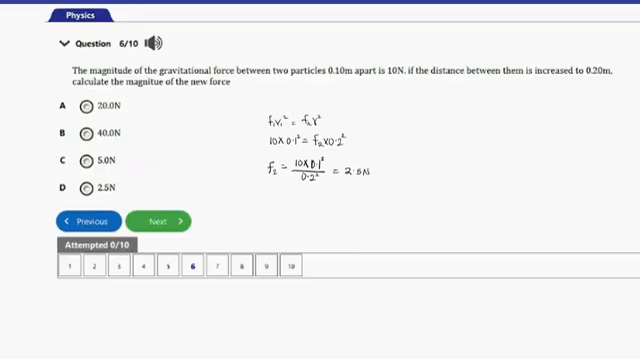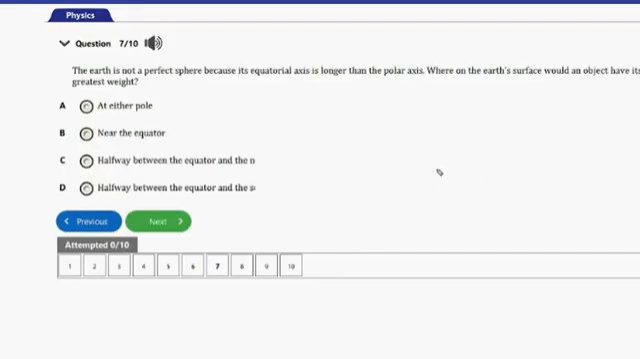So let's go ahead and consider the next question, guys. So guys, the next question here is question number 7. It says, the Earth is not a perfect sphere because its equatorial axis is longer than the polar axis. Where on the Earth's surface would an object have its greatest weight? So we have A, at either pole, B, near the equator, C, halfway between the equator and the North Pole, and D, halfway between the equator and the South Pole. So guys, the answer to this question is option A, at either pole.